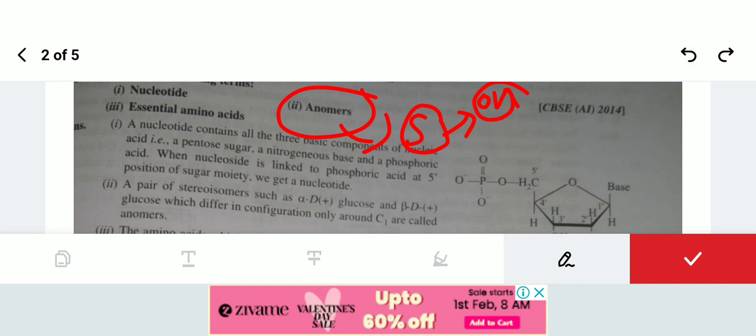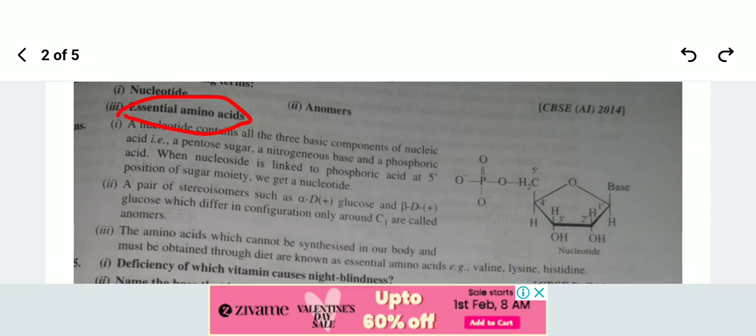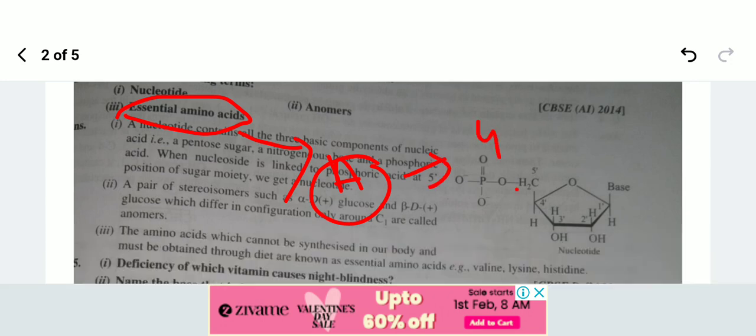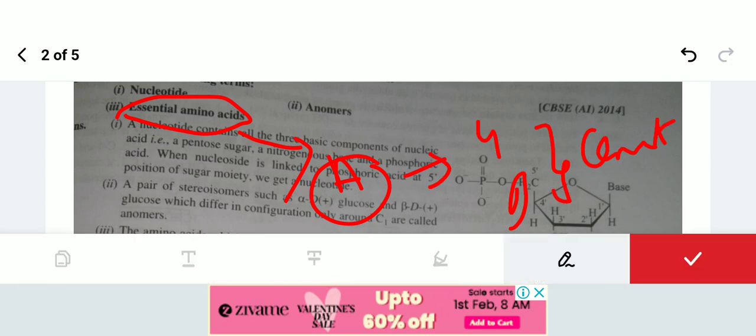Just remember, essential amino acids are the amino acids which are required for growth and development, and they cannot be synthesized by the body. That's it. These are the only things you need to remember. For example, you can take valine.